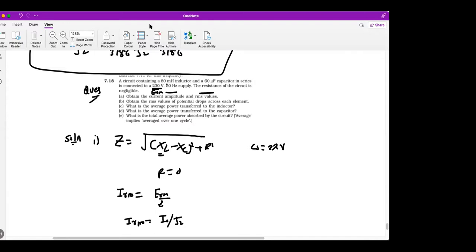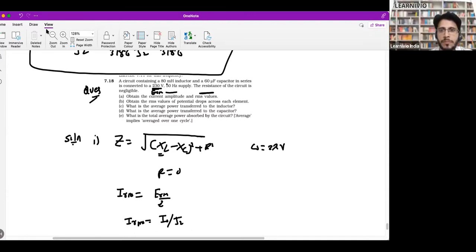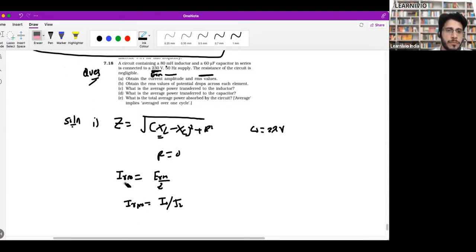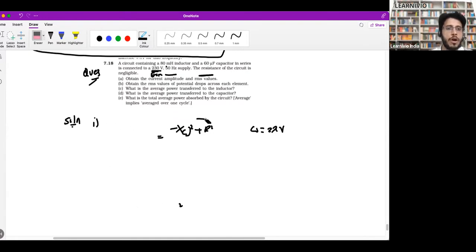Okay, now let's solve it together. Yes, Noor, that's correct. It would be 0. So for current, you should be having impedance. For impedance, you should have XL, which is omega L.